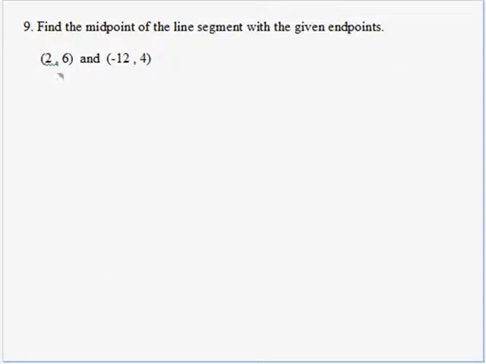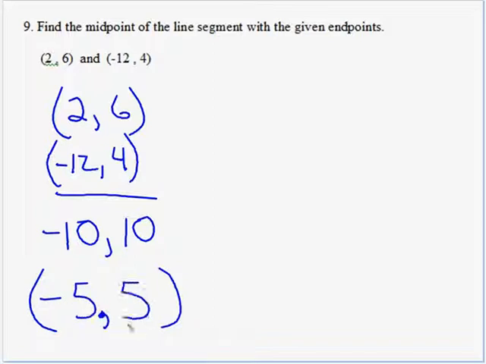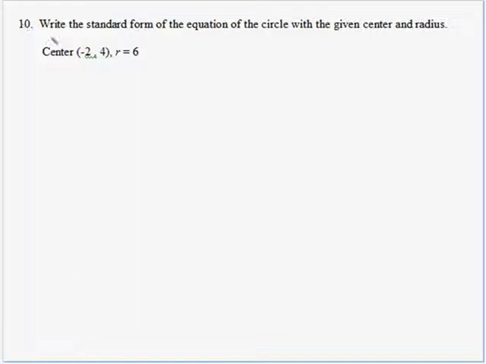All right, midpoint. Here we have the endpoints of a line segment. We want the midpoint. Again, I like to do it this way. I add my coordinates and divide by 2. So if I line them up and I add them together, I'm going to get a -10 and a +10. And if I cut those values in half, I'll have my midpoint, -5, 5. Easy peasy.